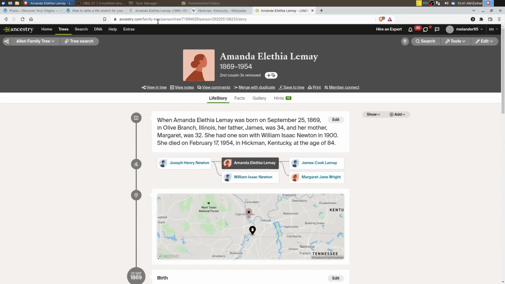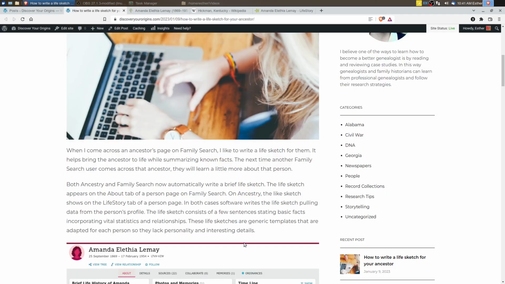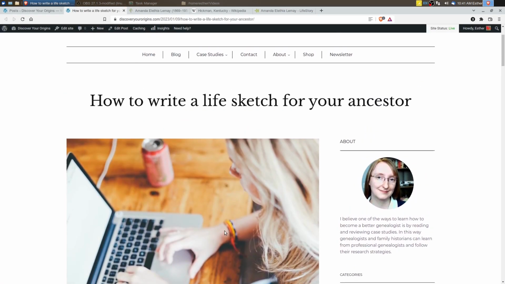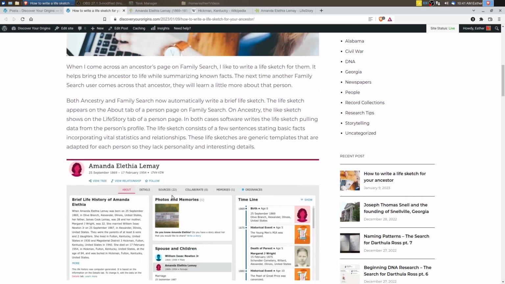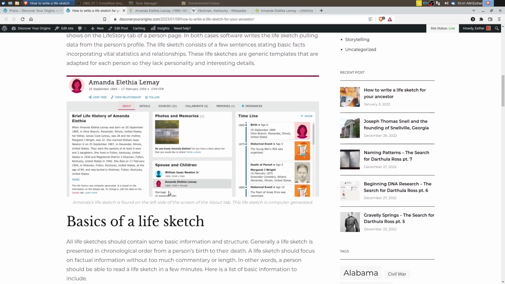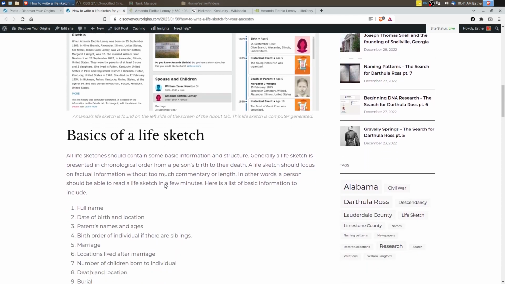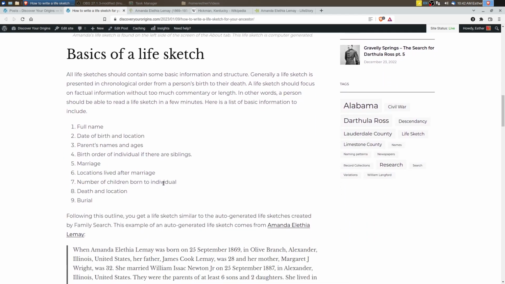So I like to write a life sketch for my ancestors as I come across them. It helps me form what I know about the person, and also helps point out some places where research could be done. And so I like to do it, even though FamilySearch and Ancestry are now auto-generating these. Here are some guidelines that I've included in my article. A life sketch is just basic facts, so you don't want to be providing commentary at any length, and it should be something that you can read in just a few minutes.